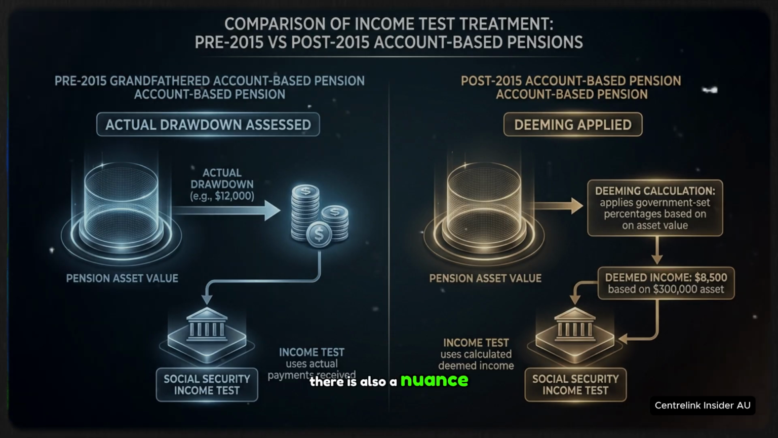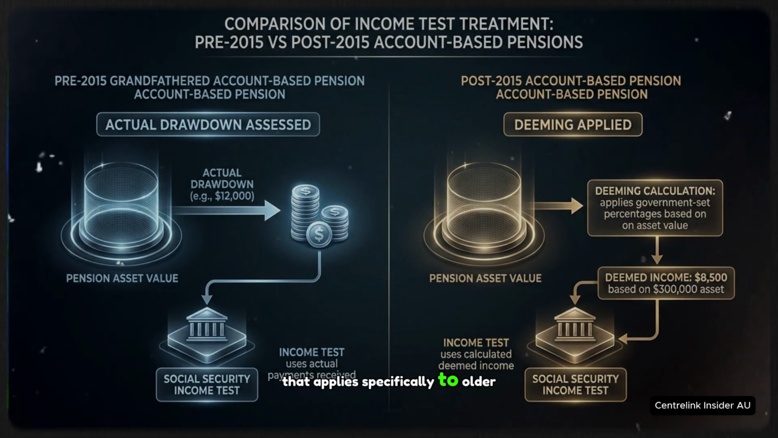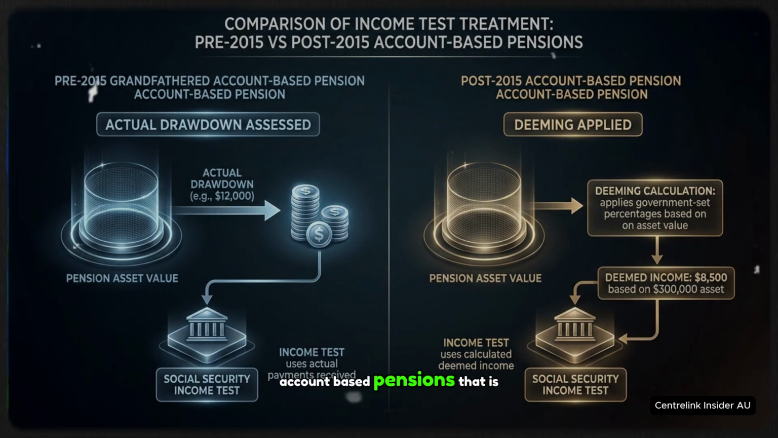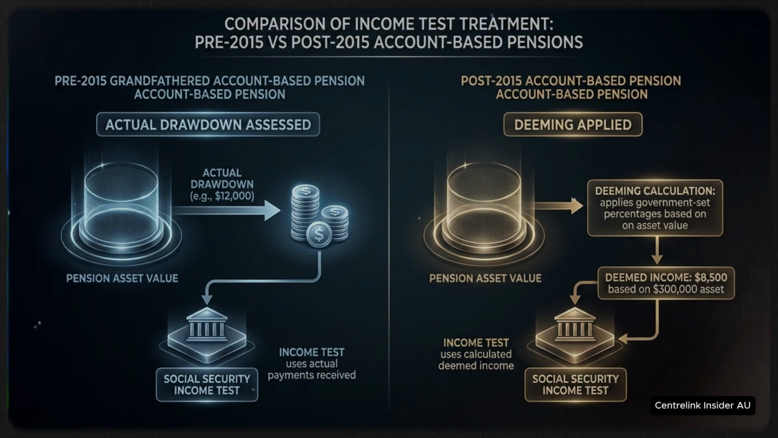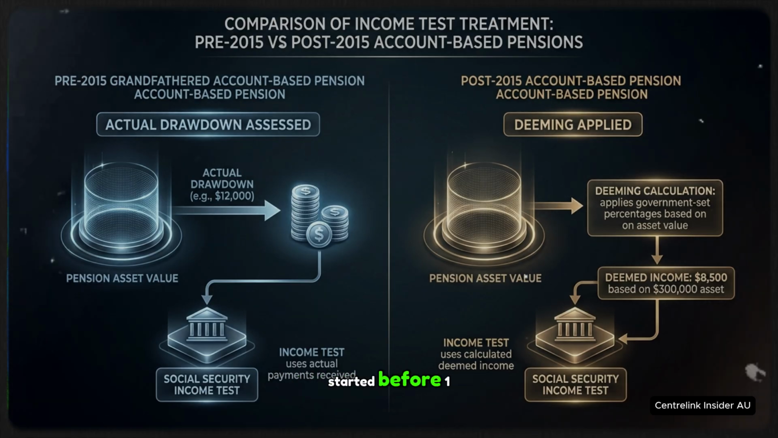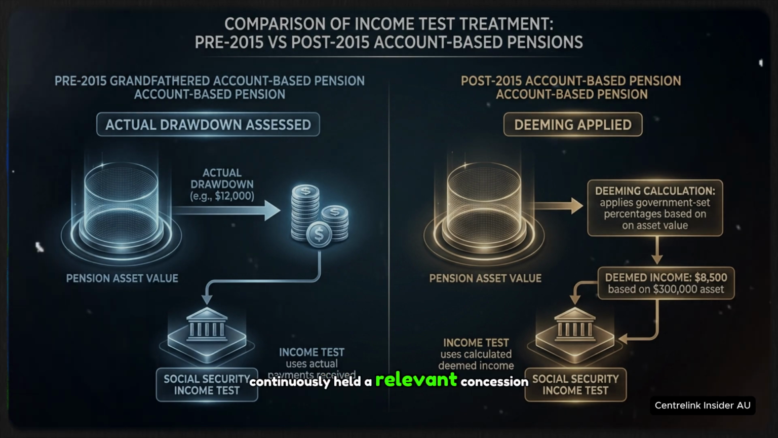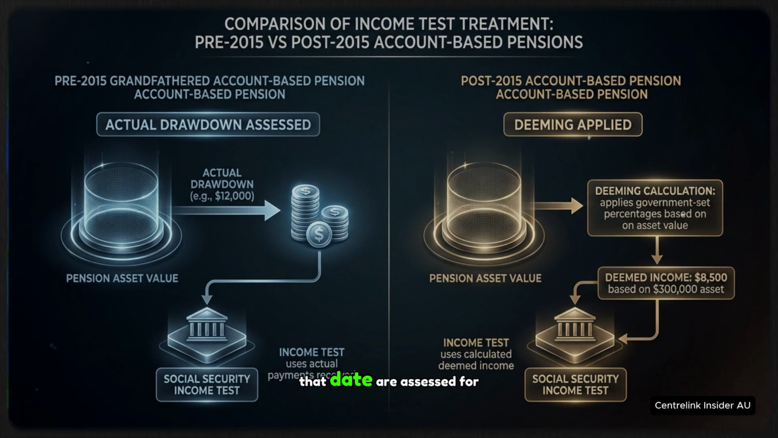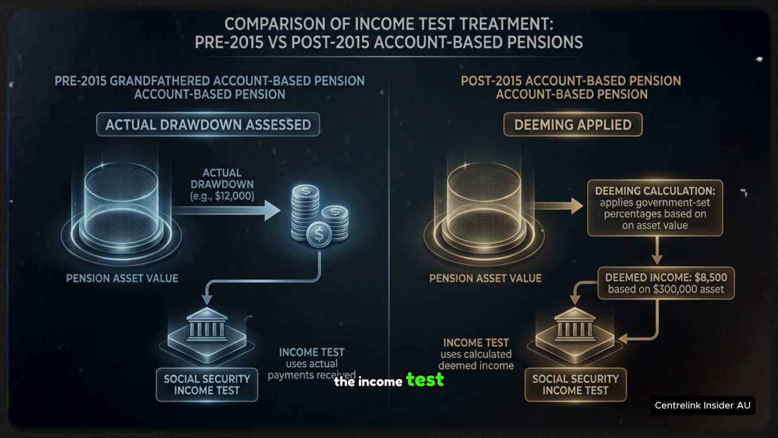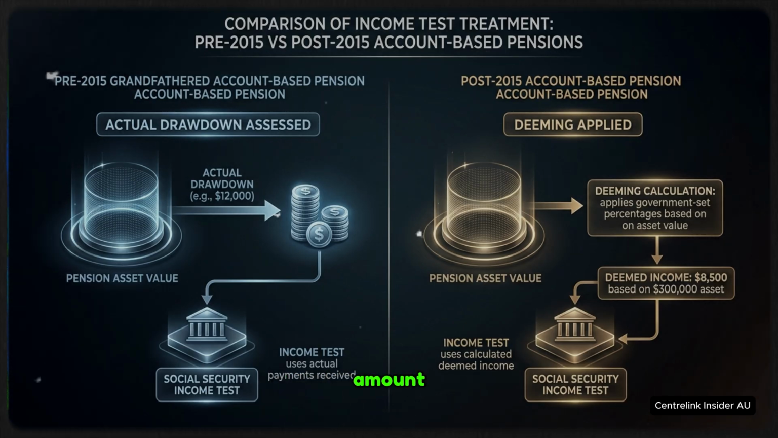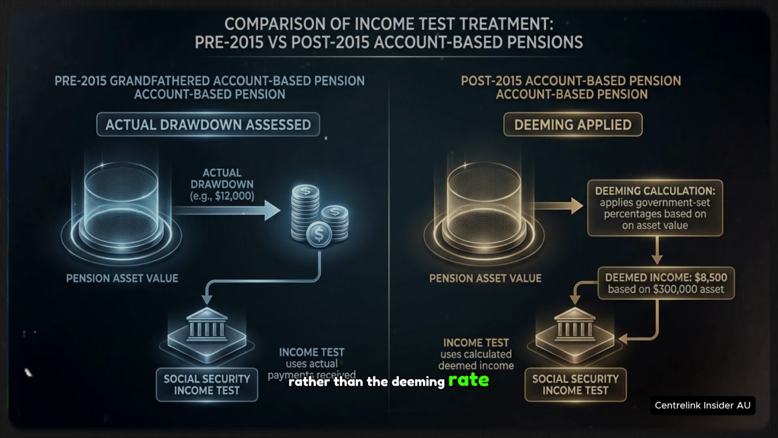There is also a nuance around deeming that applies specifically to older account-based pensions that is worth understanding. Account-based pensions that were started before 1 January 2015 and where the holder has continuously held a relevant concession card since that date are assessed for the income test based on their actual drawdown amount, rather than the deeming rate.